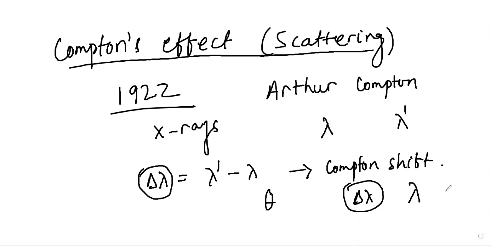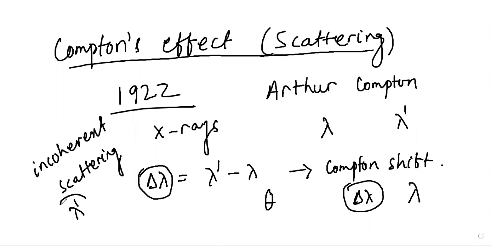Now, since the scattered radiation contains wavelength other than the incident wavelength, this phenomenon is also known as incoherent scattering. We call it incoherent scattering because it has another value of lambda, which we said is lambda prime.